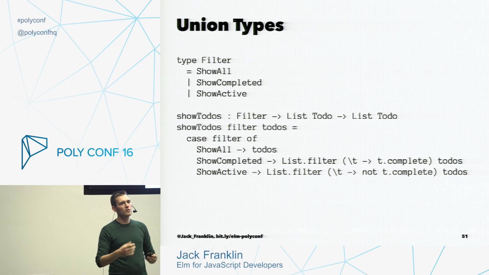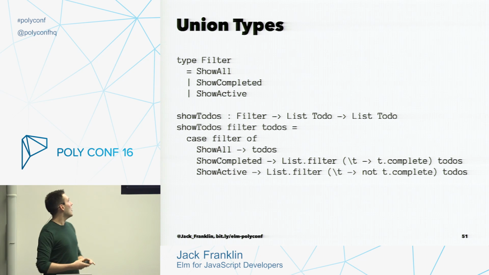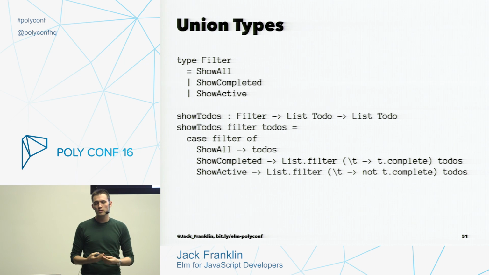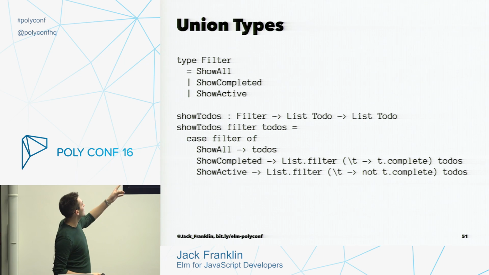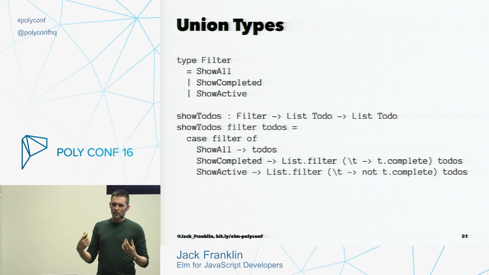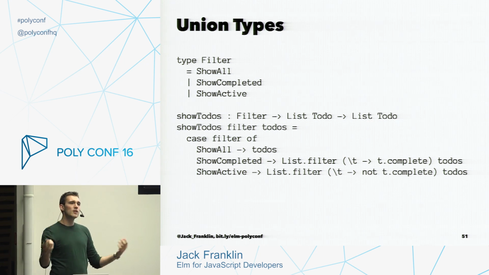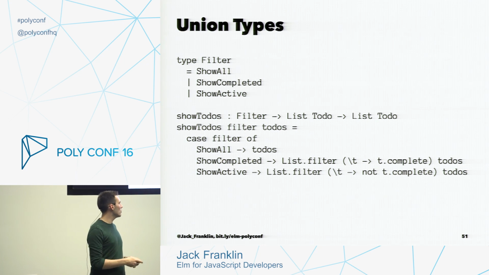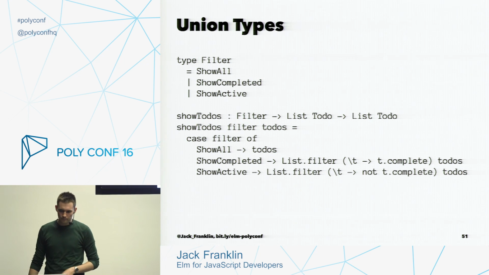So say we're working in a to-do app, which I think might have been used as an example at some point on the web. Say we have a filter that lets users filter between showing all the to-dos, showing just the completed to-dos, or showing just the active ones. I can define a union type called filter and say that it's either equal to show all, show completed, or show active. Then later on, when I have a function show to-dos, it can take in a filter and a list of to-dos. We match on the filter: if it's show all, we'll return all the to-dos. If it's show completed, we'll filter for the ones that are complete. And if it's show active, we'll filter for the ones that are not complete.